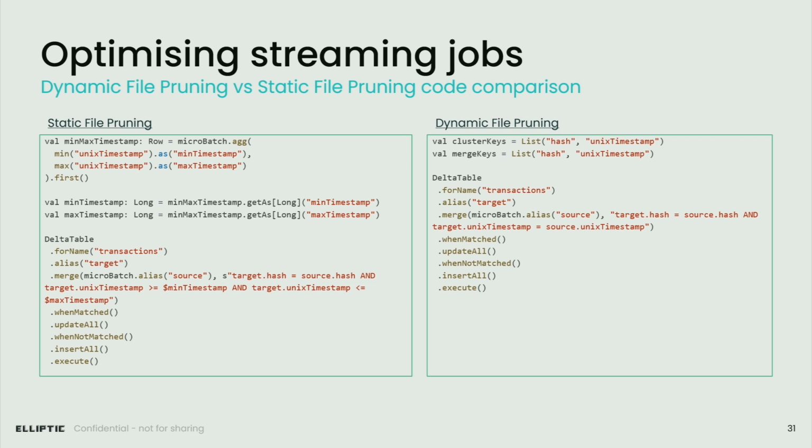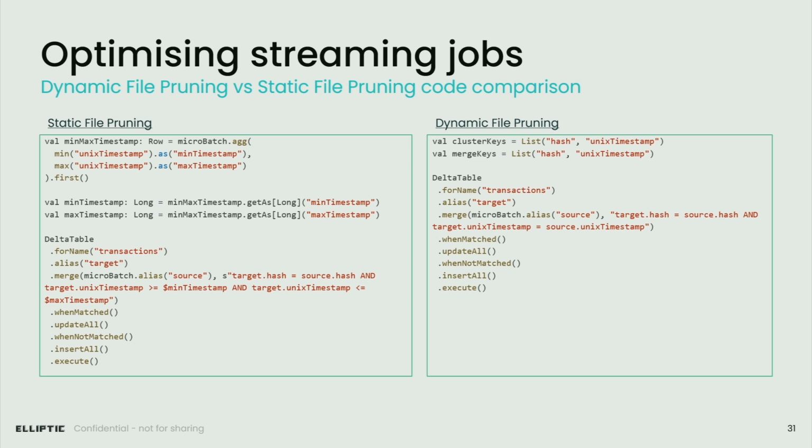building structured streaming pipelines. Static file pruning is a way of specifying in your merge operations how you want the target table to behave. You're specifying, when you're doing a merge operation, that you want to limit the data that you're going to do the merge operation on.